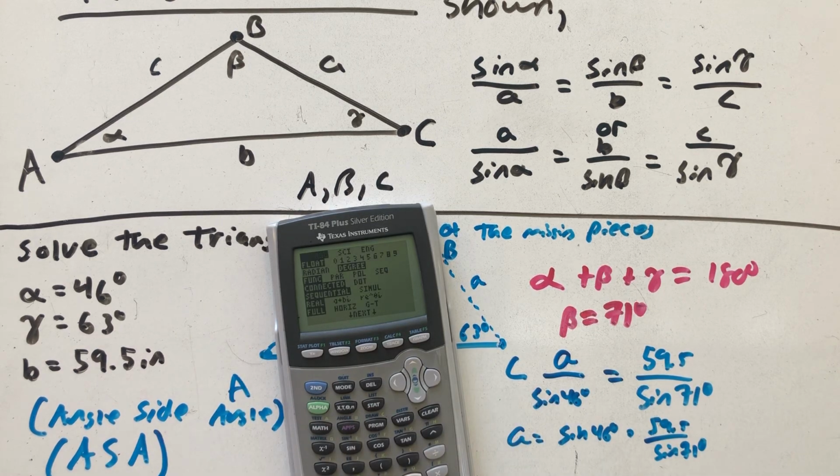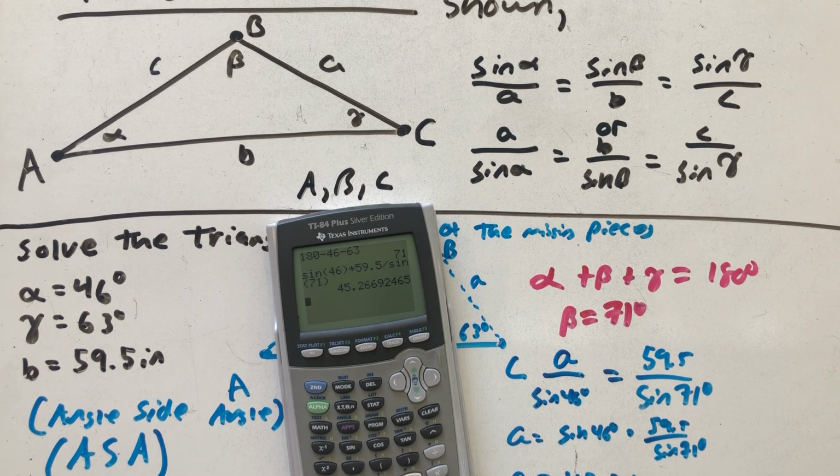I'm going to make sure my handy TI-83 is in the degree mode. So let's see. The sine of 46 degrees times 59.5 over the sine of 71 degrees. And I find out that little a is approximately 45.3 inches. I'm just going to run to the first decimal place because I feel like it. A lot of problems will probably give me rounding instructions. That just seems right since B was rounded to one decimal place, to follow suit here with A. And now we should find C.